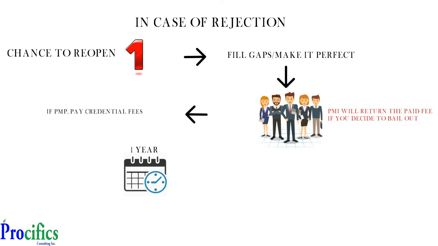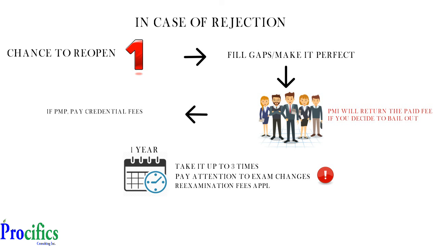Note that you will have 1 year from the panel review acceptance, during which you can schedule your exam and take it up to 3 times. Here, you will need to keep an eye on the exam update dates. PMI update their exams approximately every 4 years. So pay attention to the dates so that your preparations won't go to waste. If you fail the first examination, you will be required to pay a re-examination fee each time you want to redo your exam. You can check PMI's website for current pricing.